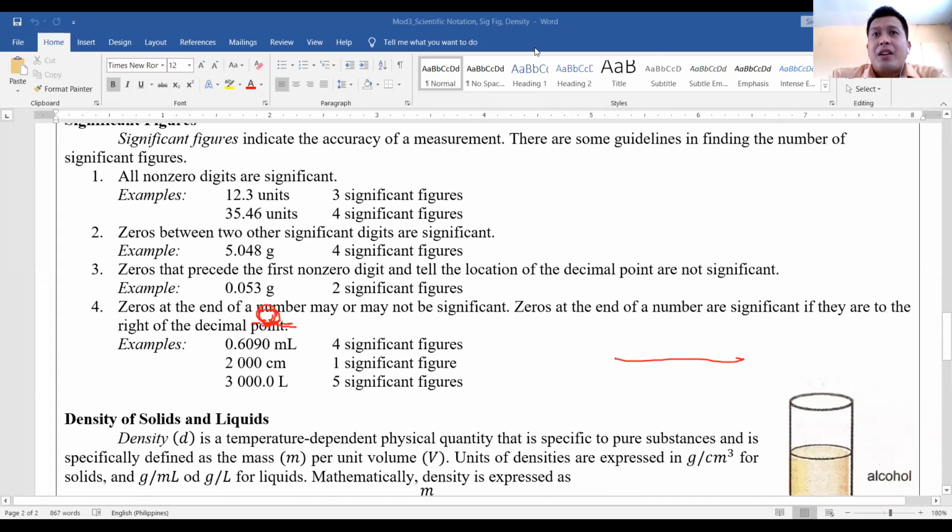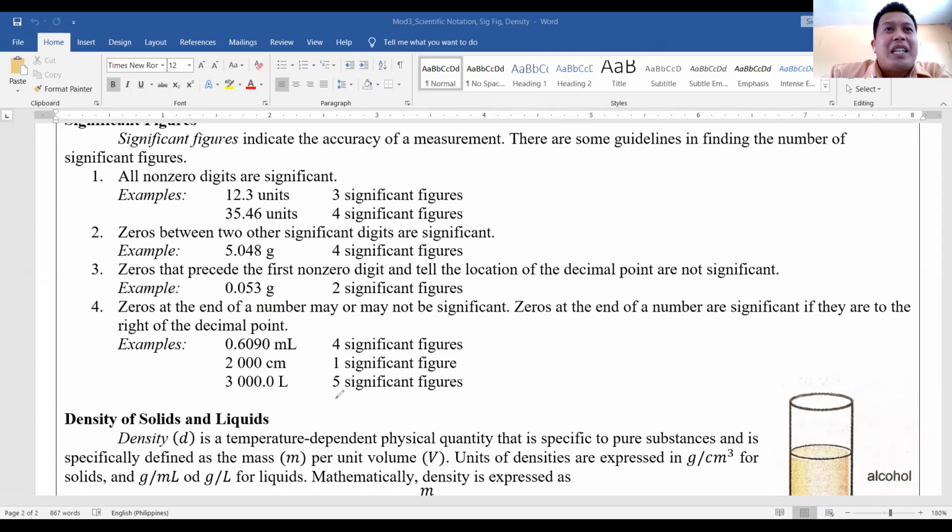Okay. Zeros at the end of a number are significant if they are to the right of the decimal point. Again, zeros at the end of a number are significant if they are to the right of the decimal point. Get it? So let's look at this way. This one is a significant number.